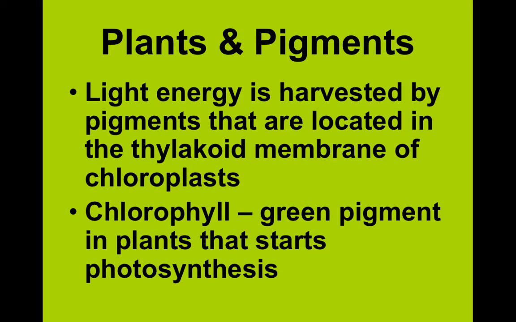Okay, so plants need this wavelength of light to harvest that light energy. The way they do it is they have pigments in the thylakoid membrane. The specific pigment we're talking about here is chlorophyll. Chlorophyll is a green pigment in the thylakoids, and it's what starts the process of photosynthesis.